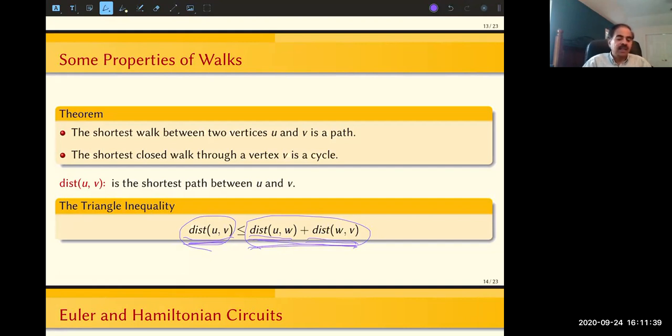Once again, this is something that we know from our real world experience, as well as when we think about properties of triangles. One of the things that we study is that the sum of lengths of two edges is always greater than or equal to the length of the third edge. That's saying something about distances in the real world, and that largely applies in the case of graphs as well.